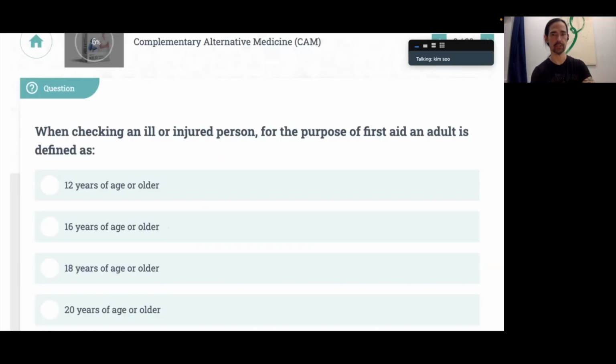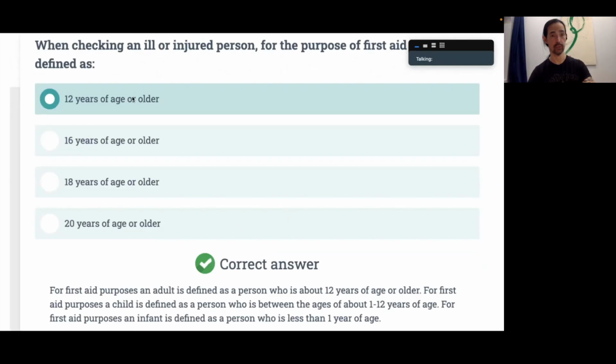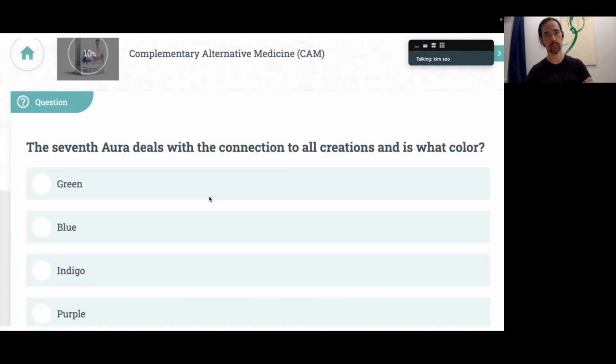When checking an ill or injured person for the purpose of first aid, an adult is defined as 12 years of age or older, 16 years of age or older, 18 years of age or older, or 20 years of age or older? 18. 12 years or older. For the purposes of first aid, an adult is defined as a person who is about 12 or older. For first aid purposes, a child is defined as a person who is between the ages of about 1 and 12. For first aid purposes, an infant is defined as a person who is less than 1 year of age.